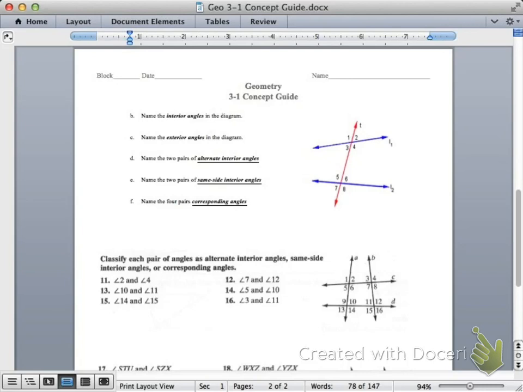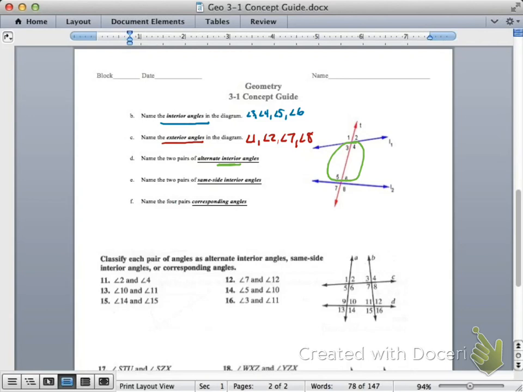Let's talk about interior angles. In this diagram over here, doesn't it make sense to you that the interior angles are the ones between the 2 lines? T is our transversal. The 2 lines help form the set of interior angles. Those would be 3, 4, 5, and 6. And then the exterior angles would be the other ones, 1, 2, 7, and 8. So we have interior angles and exterior angles when we have 2 lines and a transversal. Now, these next 3 terms are the real critical part of this. Alternate interior angles.